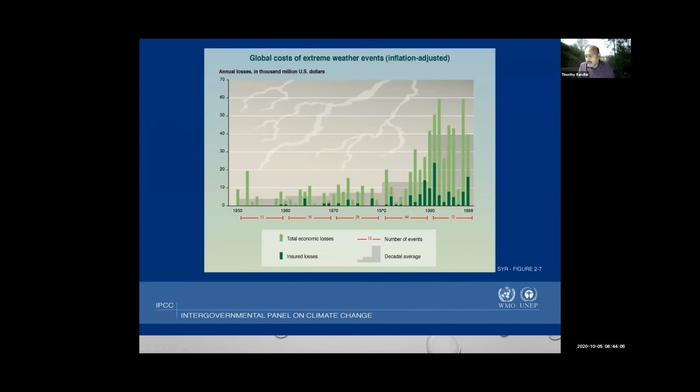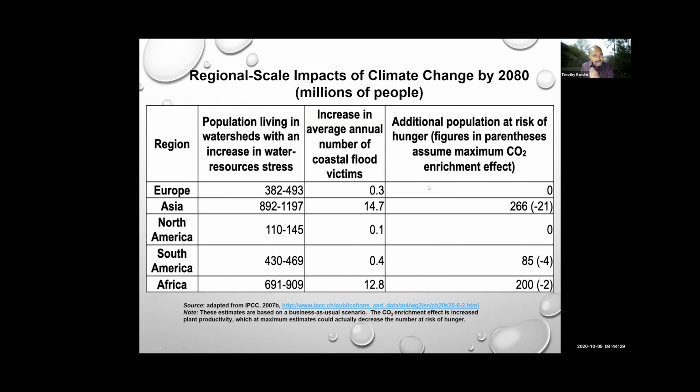Another important one is related to the cost involved. Often we see this as the inflation-adjusted cost involved in weather extremes. You can see that in the past couple of decades, we have been seeing an increase in the number of events, but the losses incurred are also becoming higher. This is the regional scale impact on how many people are affected in different continents. Especially when we have existing stress in watersheds, the amount of impact can go proportionately higher because of climate change.